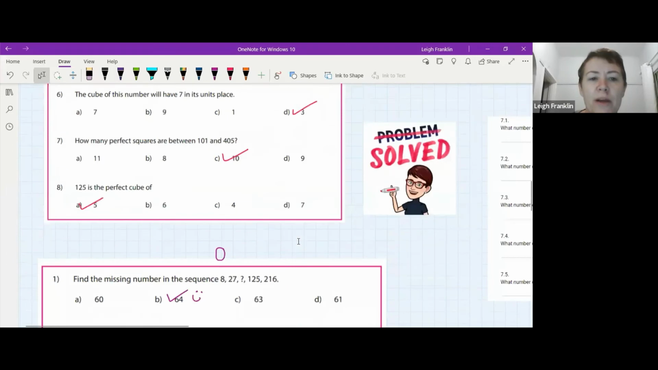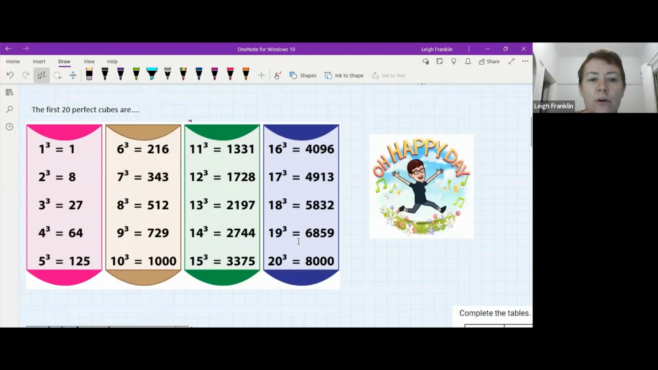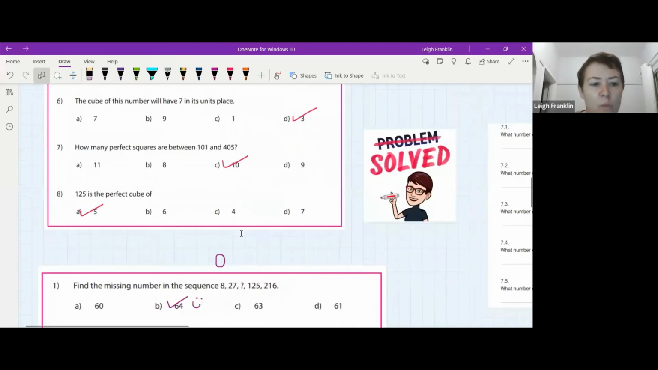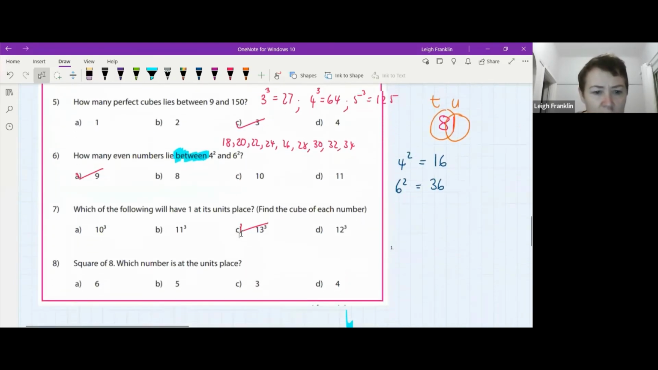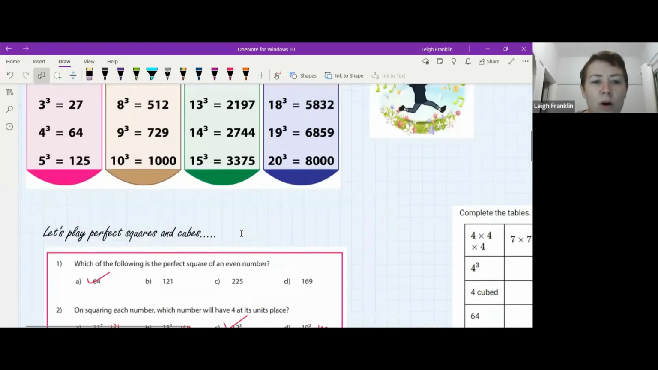Okay, so let's go up here. Let's go and have a look. All right, so it had to have a 1 in its units place. So we started at 10 cubed and we ended at 12 cubed.